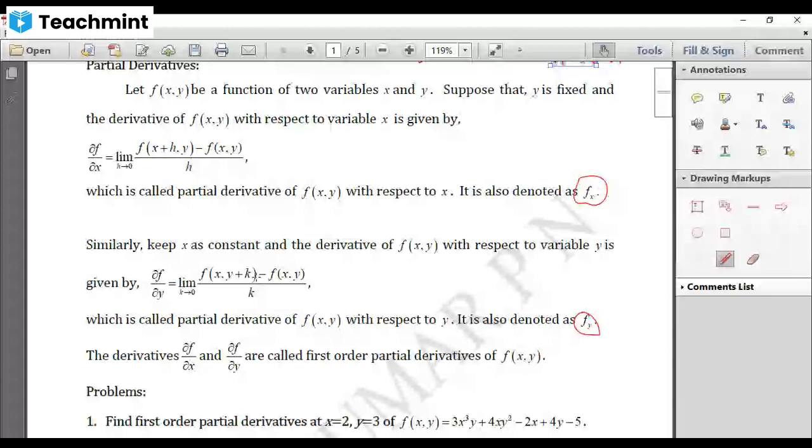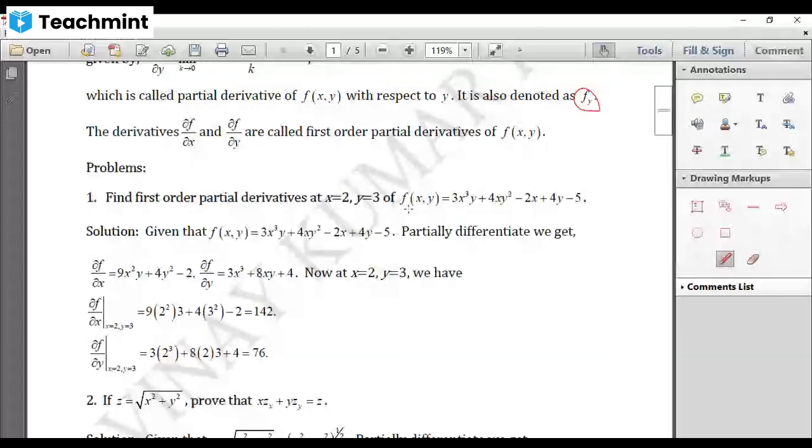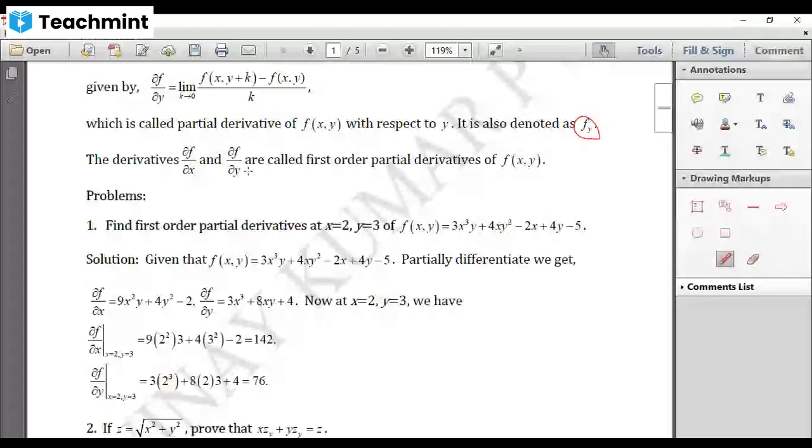Now let us see some examples. The first one is the partial derivative of f(x, y) at x equal to 2 and y equal to 3. Let us find the partial derivative of this. This is a first order partial derivative, since we are differentiating only once. That's why it is called a first order partial derivative. Now let us differentiate this f partially with respect to x.